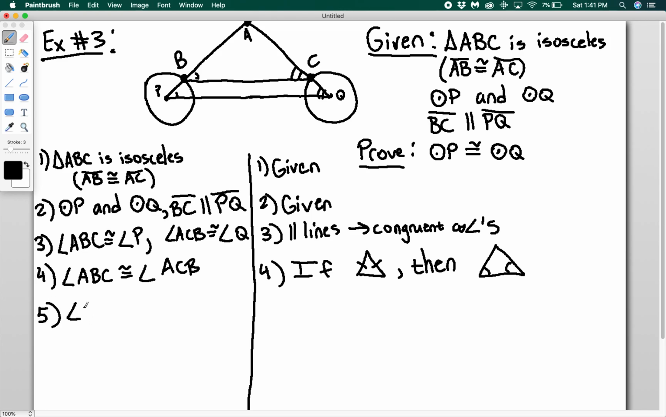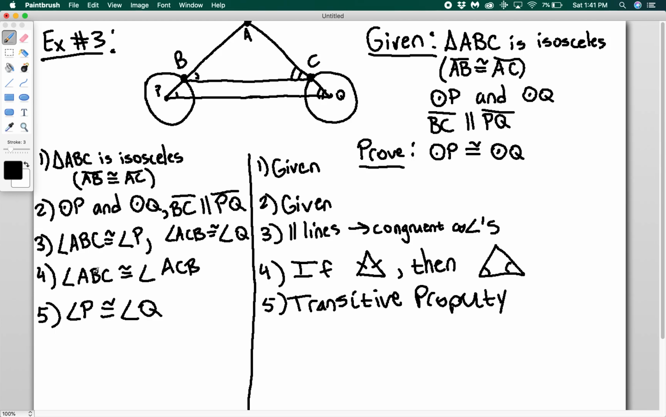For 5, I'm going to say angle P is the same as angle Q. And this is just the transitive property. The reason I can use the transitive property is because I know ABC is equal to ACB, but ABC is also equal to P. So I can put P in for ABC, I can put Q in for ACB, and they're equal. So that's transitive.